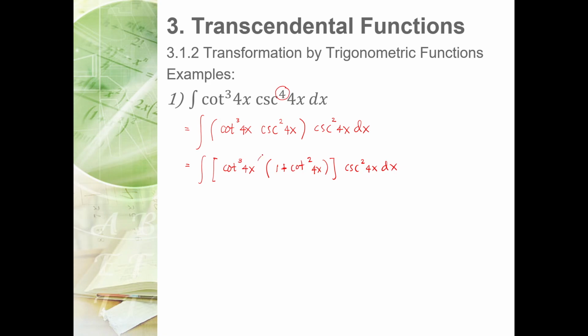So we can now expand by multiplying it even further. So this becomes cotangent cubed 4x for the first term. And then for the second term, this becomes cotangent to the fifth 4x because that's 3 plus 2. And then the factored out term, which is cosecant squared 4x dx. So looking at the equation, I guess there's no other way to simplify it even further, but now we can use the u sub technique.